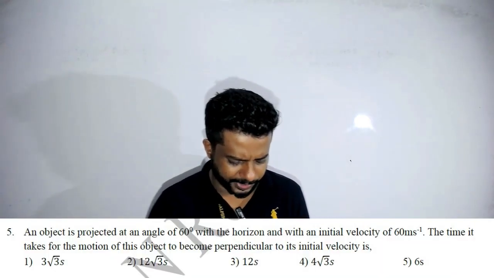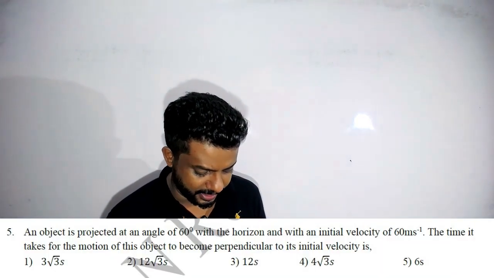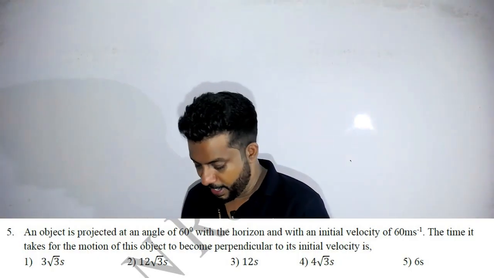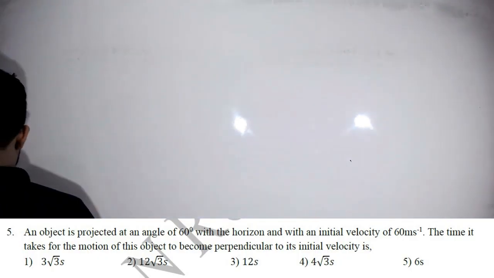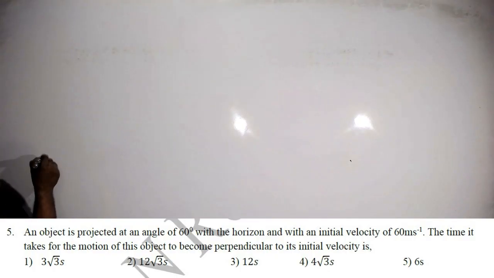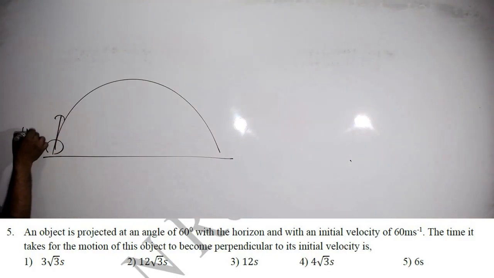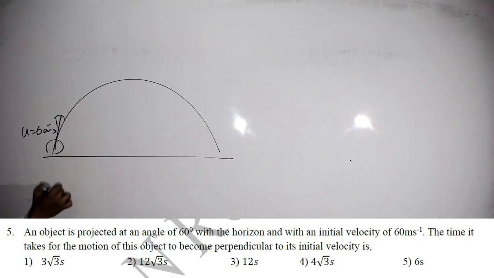Let's see the answer for question number 5. An object is projected at an angle of 60 degrees with the horizontal and with an initial velocity of 60 meters per second. Initial velocity U is equal to 60 meters per second. Angle is 60 degrees.